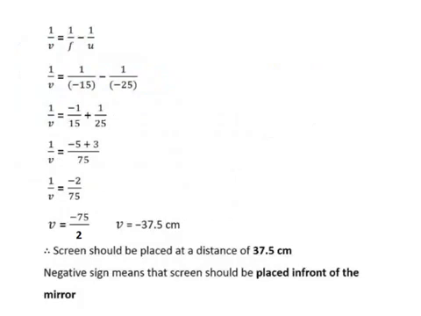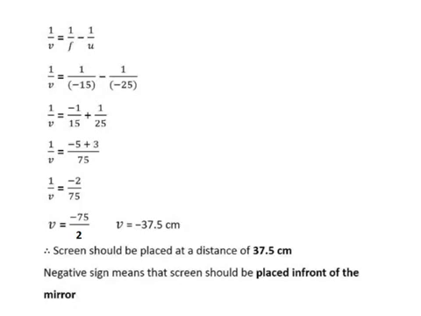Now let us substitute the given values in the formula. 1 by f is equal to 1 by v plus 1 by u. Since we are asked to find the value of v, 1 by v is equal to 1 by f minus 1 by u. So substitute f is equal to minus 15 and u is equal to minus 25. Now wherever you have two signs, I told you, you have to convert it into one sign. So minus of minus 25 will become plus 25. Now take the LCM and simplify.